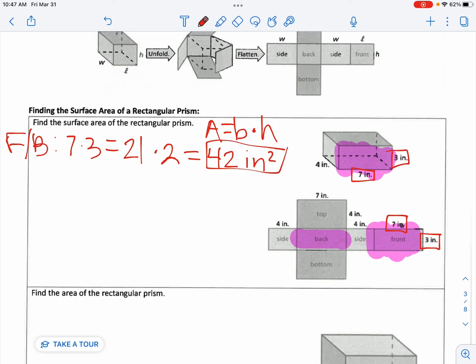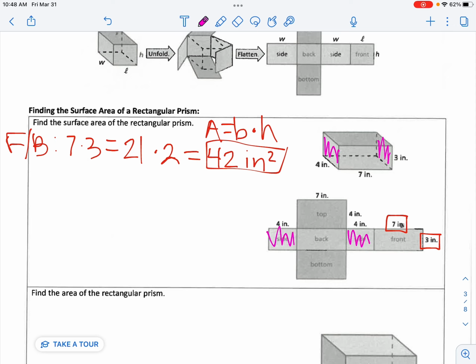Okay, so we have 2 of our faces done. Each side is known as a face. So I'm going to be saying face a lot, and that just means there's 6 faces on the prism. So next we can do the side and side. That's right here and right here, or right here and right here. Remember, they're the same thing.